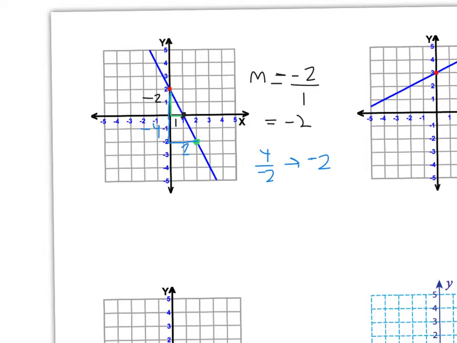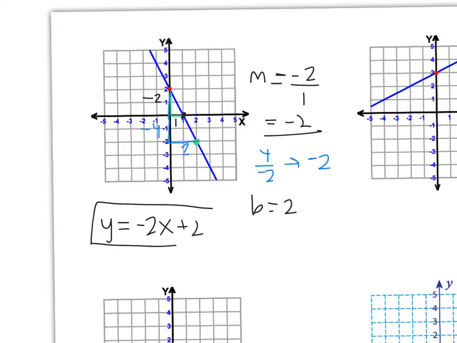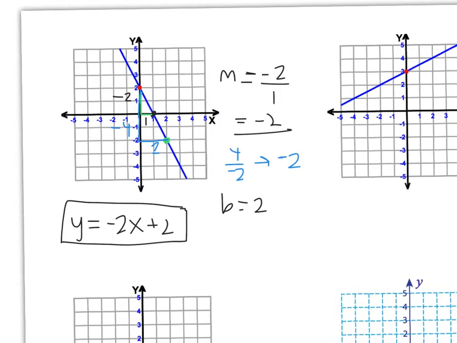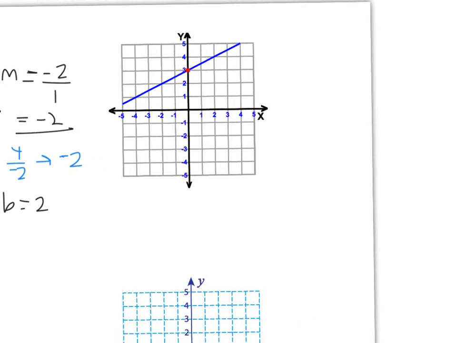So we got our slope of -2, okay, and then the y-intercept, where that line crosses the y-axis, here is 2. So when I put this together, I get y equals -2x plus 2. And that would be the equation for this line, for this graph. All right, moving to the next example.